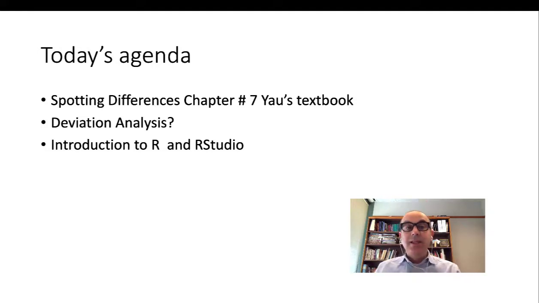And today's agenda: we're going to talk about chapter 7 in our textbook, and we're going to talk about spotting differences, and then we are going to talk about deviation analysis, and again it's based on our textbook. And in the software department we are going to introduce my favorite tool, RStudio, and what it can do in order for you to generate the visual analytics images.